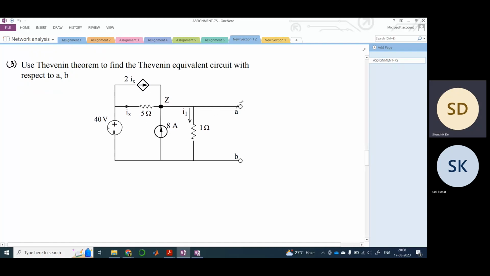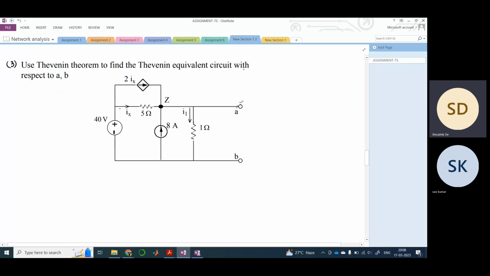Okay, so here we have this 40 volt source. Now through this 5 ohm resistor we have this Ix, right? Now there is this dependent current source, which is flowing parallel to this 5 ohm resistor, and its value is 2Ix, right? And we have this independent current source of 8 ampere, and there is this 1 ohm resistor. Now they have told us to find out the Thevenin equivalent with respect to AB, right? So we need to find out the VTH and the RTH, right?